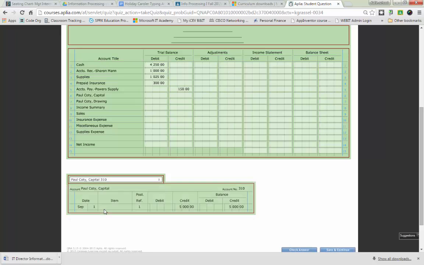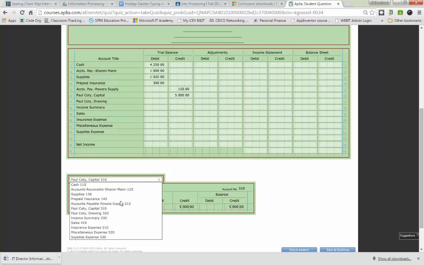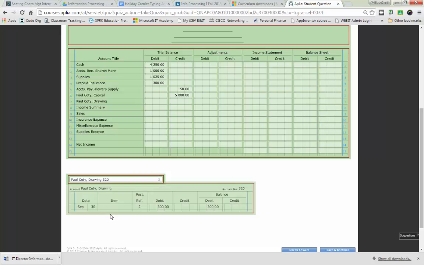Paul Cody Capital. Looks like that one did very well. You can put 5,000 in there as a credit, not as a debit, just like I was trying to type. Go ahead and get to drawing. Drawing looks pretty good. Make sure you put that as a debit.